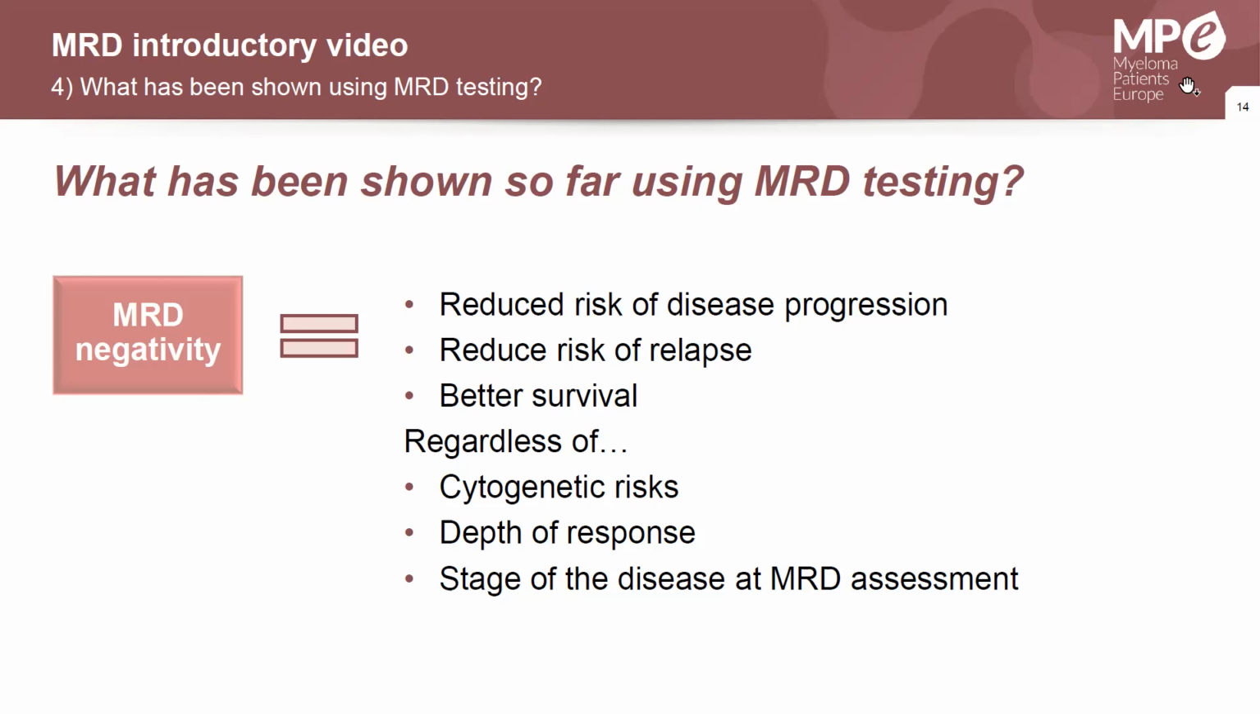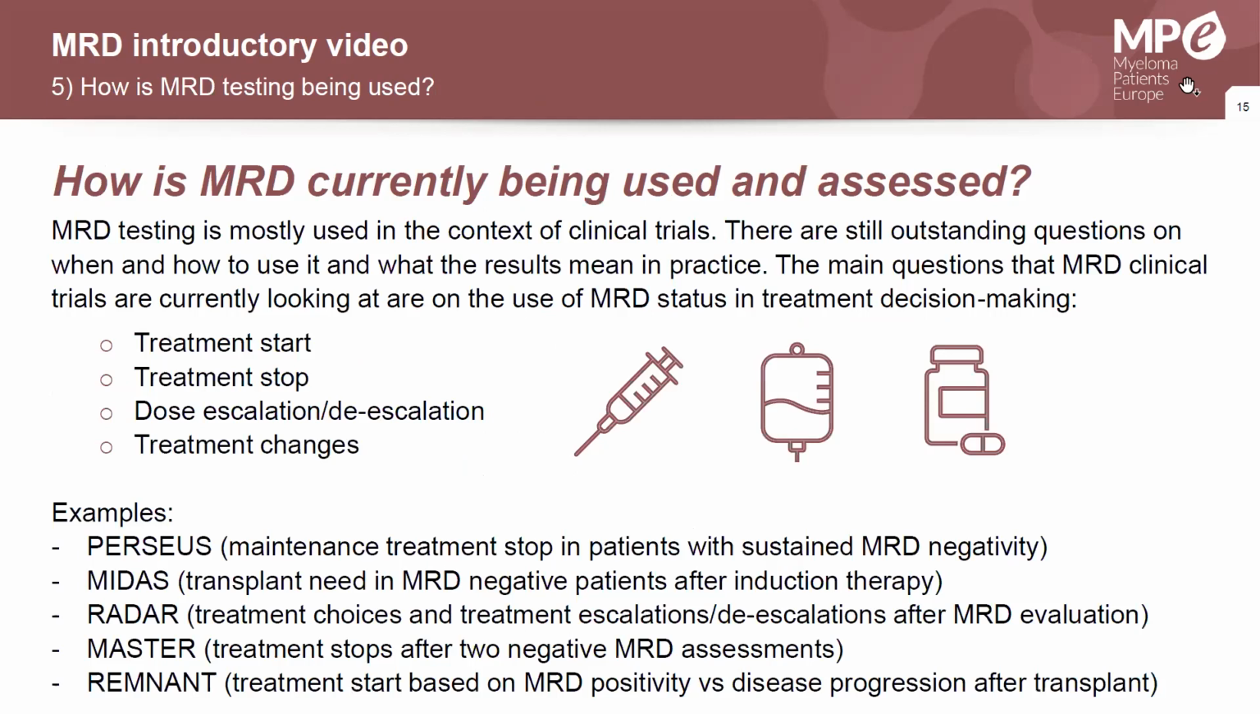So how is MRD currently being used and assessed? It's mostly being used in the context of clinical trials. It's not yet ready for widespread use in myeloma, as there are still outstanding questions on when and how to use it and what the results mean in practice. For example, if a patient is MRD positive, is it necessary to switch treatment at this point? So the main questions that MRD clinical trials are currently looking at are how can MRD be used in treatment decision making? For example, can a patient start, stop, escalate, or change treatment based on MRD positivity or negativity?